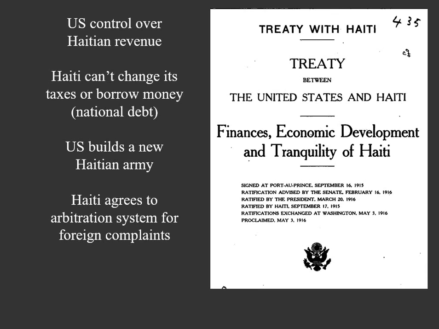And the treaty was supposed to last for 10 years, from 1915 to 1925, but in the early 1920s, they signed another deal that actually extends it to 1936. So this very lopsided, favorable to the United States control over Haiti continues for 20 years, unabated.